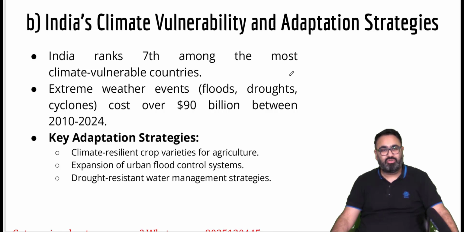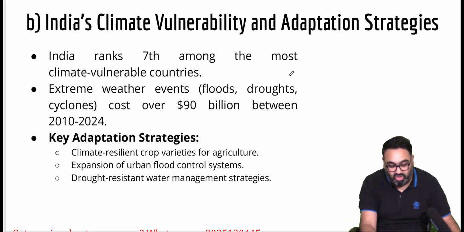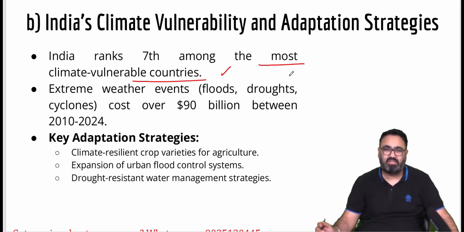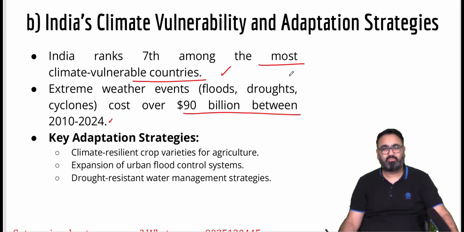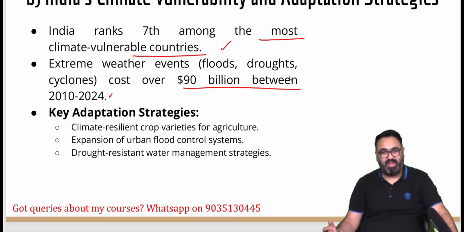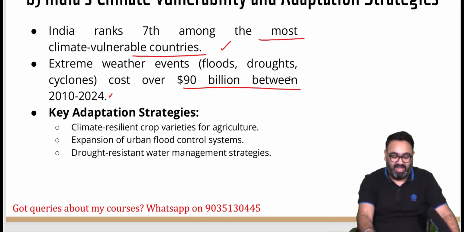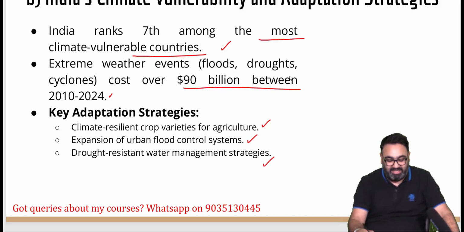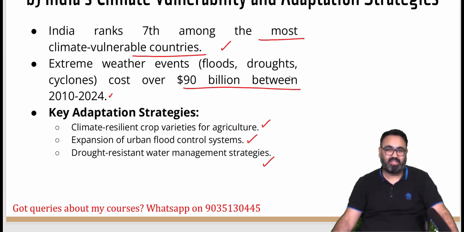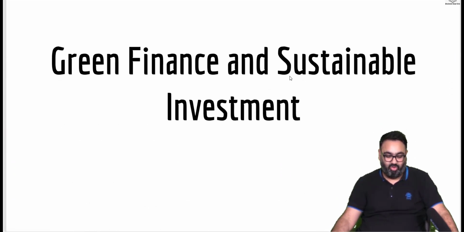What about climate change issues? India right now ranks 7th amongst the most climate vulnerable countries. We have seen major cities in India running out of water or seeing flood-like situations. So these are extreme weather events that we have seen, which have cost $90 billion between 2010 and 2024. The government has been trying to fight against it by initiating efforts such as working on climate resilient crop varieties, crops that don't fall prey to these kinds of issues, expanding our urban flood control system, and ensuring that water management strategies are devised so that even if there is a drought-like situation, we are better prepared with our reservoirs.